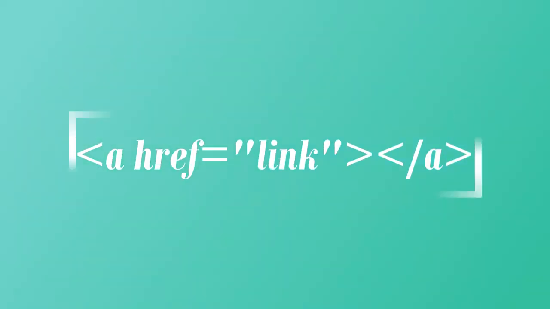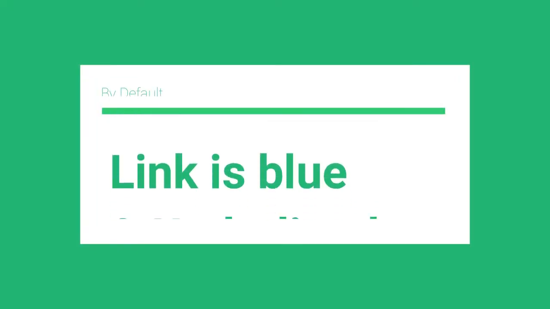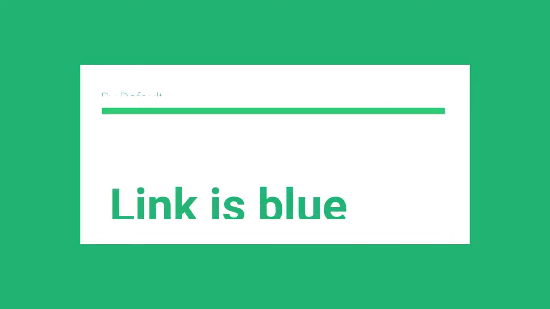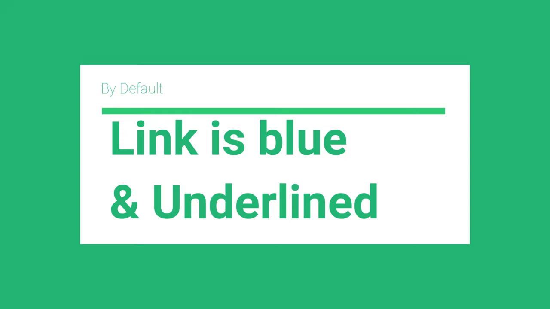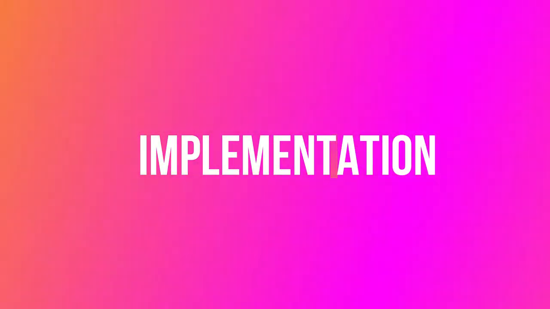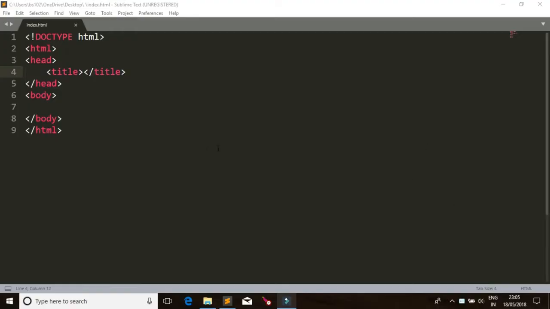Okay friends, by default the link in HTML is blue colored and is underlined. However, you can change it. Let's see the implementation of a tag. For that I am opening my Sublime Text 3. So as you can see, this is my simple HTML page.